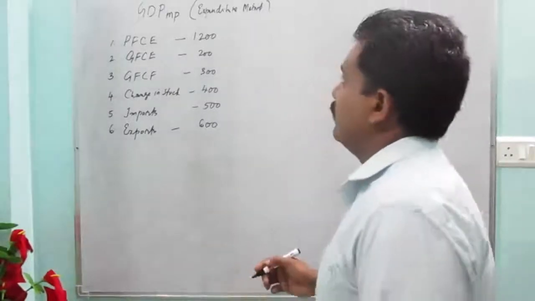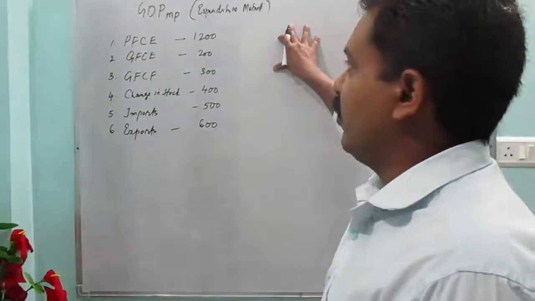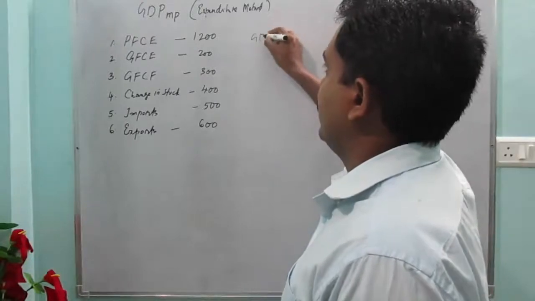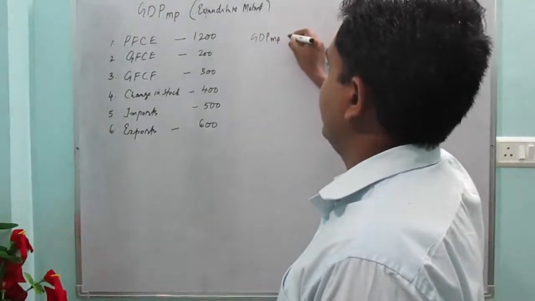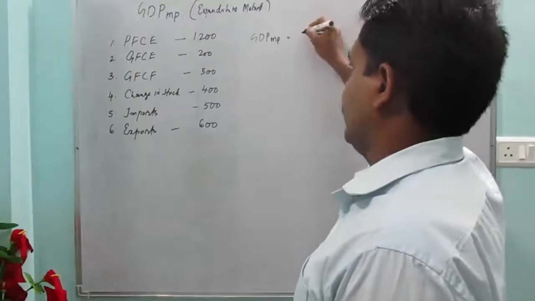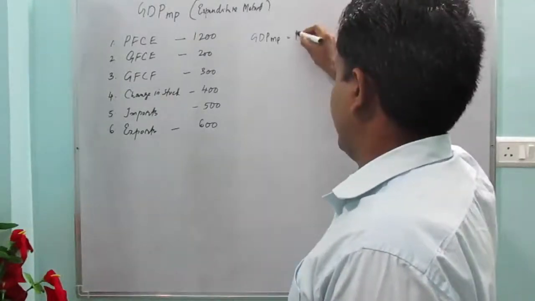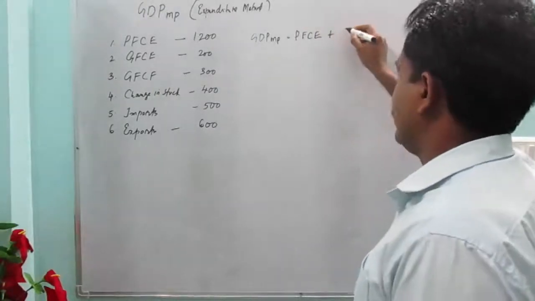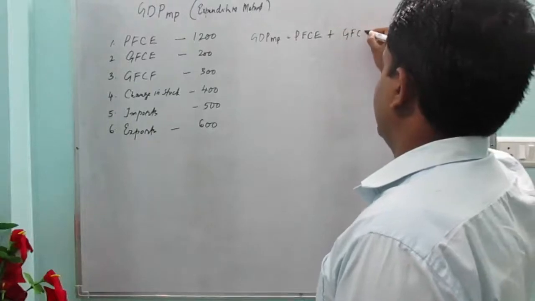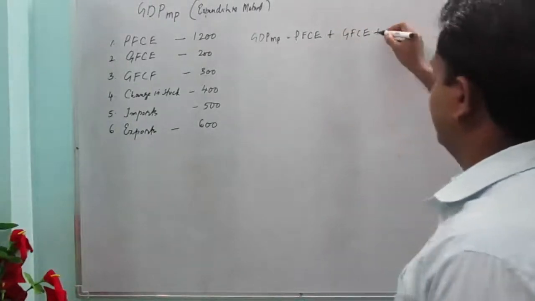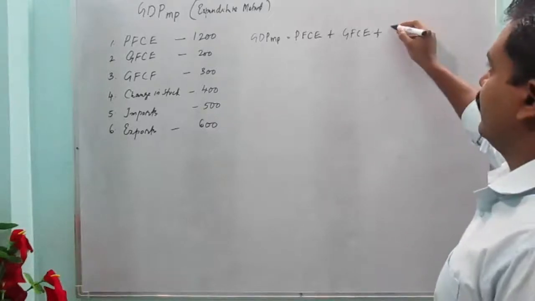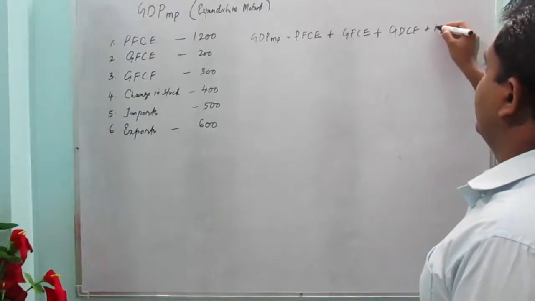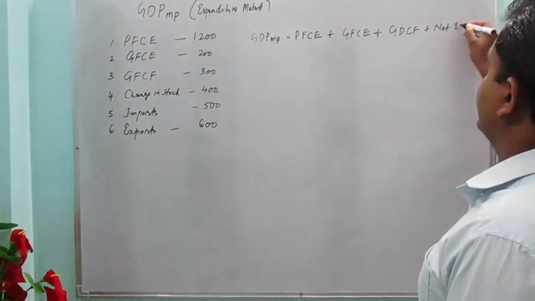Okay. So our formula: GDP MB is equal to, I am writing the short form, private final consumption expenditure plus government final consumption expenditure plus gross domestic capital formation plus net exports.